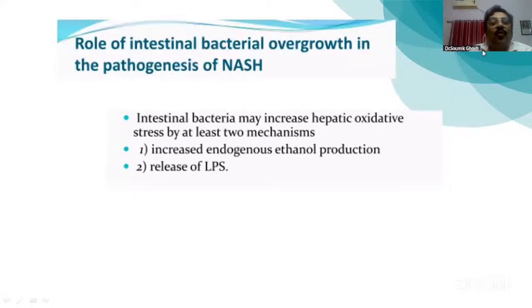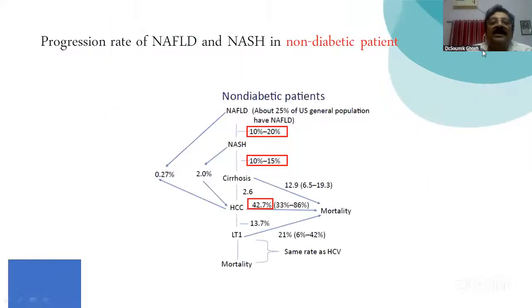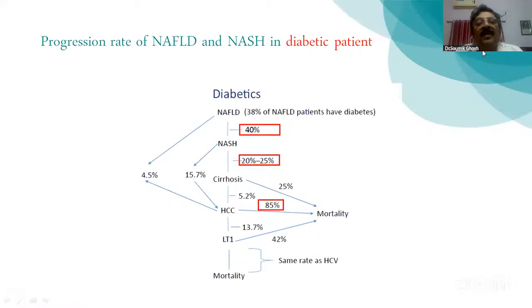Small intestinal bacterial overgrowth, SIBO, can lead to NASH because of increased endogenous ethanol production and release of LPS. When NAFLD occurs in non-diabetic patients, the cascade is very slow, and the percentage leading to NASH, cirrhosis, or hepatocellular carcinoma is lower, but not negligible. But if diabetes is there, the percentage becomes double. So diabetes can aggravate this, and the consequences with diabetes are very poor and grave. This leads to a higher rate of carcinoma and mortality also. So diabetes, whenever associated with fatty liver disease, must be treated.